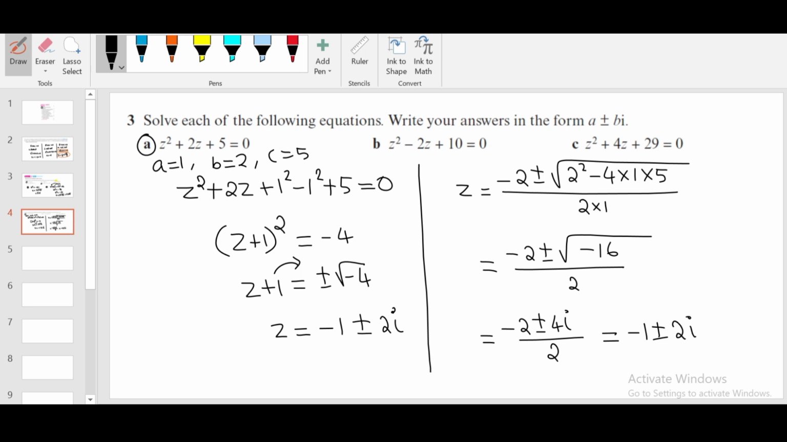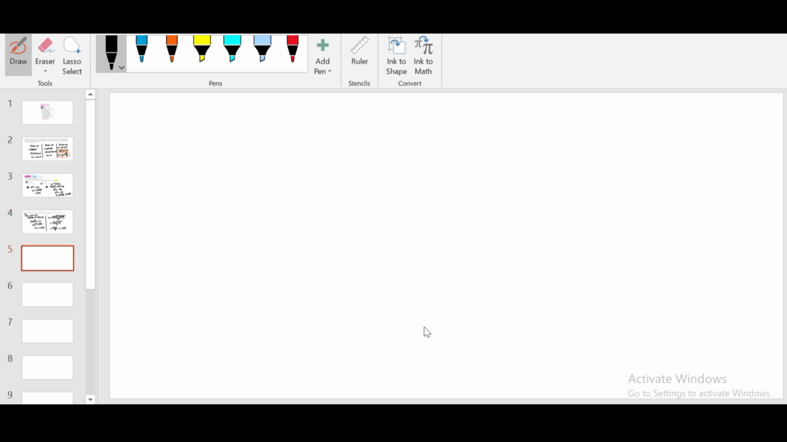So you can use either one of these methods, whichever method you are comfortable with, either completing the square or the quadratic formula.